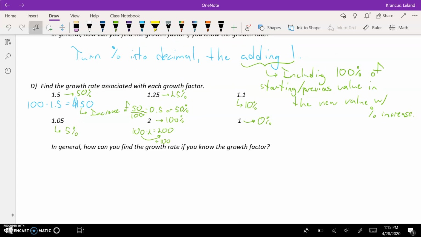So now this isn't the only way to think of this though, but the general algorithm for going between a growth factor and a growth rate is we're taking that growth factor and we're basically doing what we did in part C in reverse, where we turned it into a percent, turned the percent into a decimal and added 1 to go from a percent to a factor. I'm going to just do that in reverse. Take that growth factor, subtract 1, then turn into a decimal.